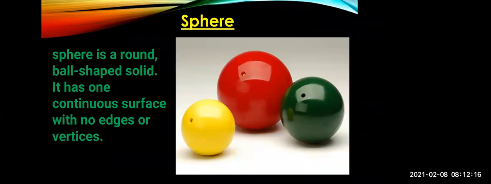Now we'll move on to the next, the sphere. See, this is the sphere. The shape of the sphere is a round, ball-shaped solid. It has one continuous surface with no edges or vertices. When you see the sphere, it is like a ball. If you hold it, you will see that there are no edges. Yes, edges are not there. The vertex is also not there. So it is a continuous solid shape with surface only.